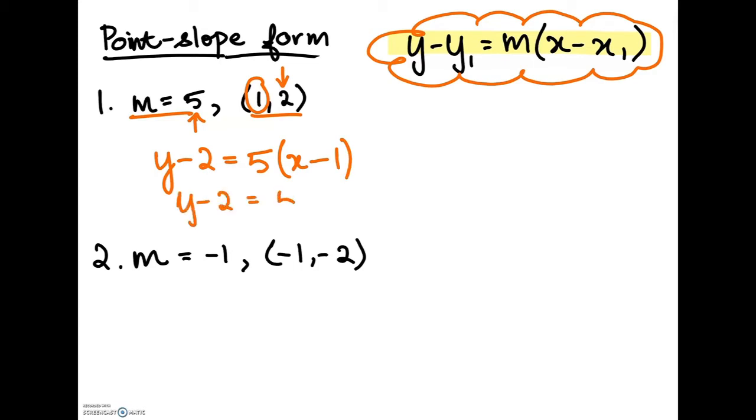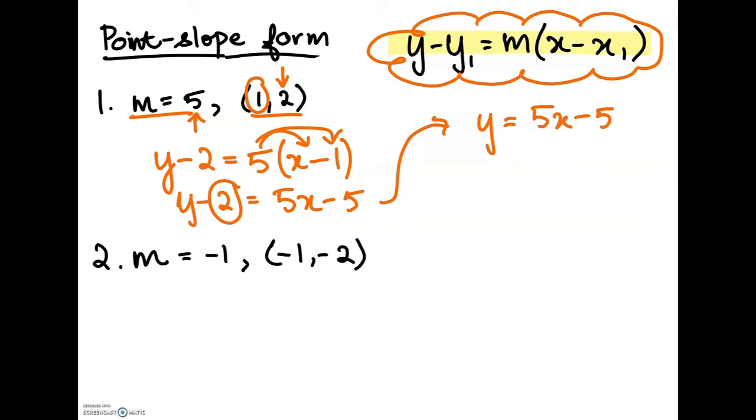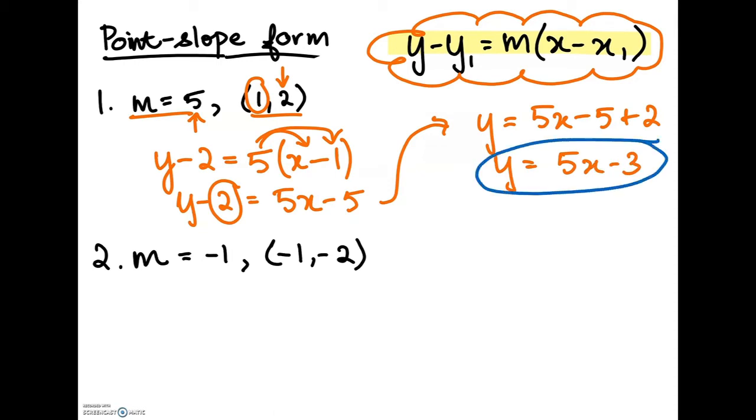So I'm going to expand the right hand side. All I'm doing is multiplying 5 into x and negative 1. And let's move this to the right. So now y equals 5x minus 5. And I'm going to move this 2 to the right, and I'm going to make it positive 2. And then I'm going to simplify this to 5x minus 3. So the final equation for a slope of m and the coordinate point (1, 2) will be y equals 5x minus 3.